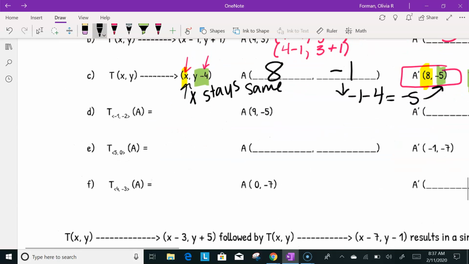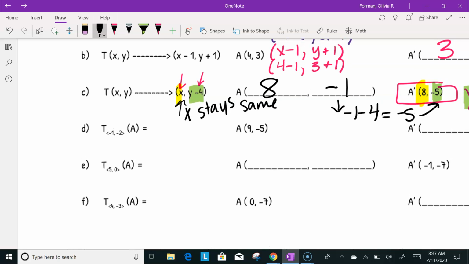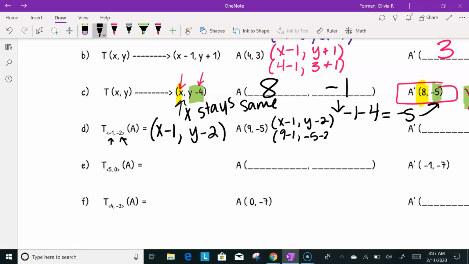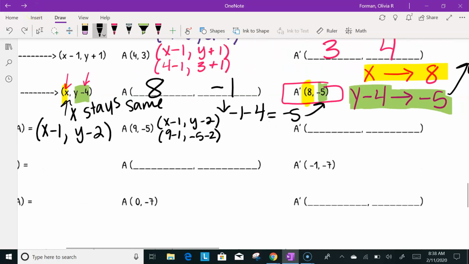Okay, the last three here give you vector notation. So remember, if it's -1, that means we're going x minus 1. If it's a -2, that means we're going y minus 2. So x minus 1, y minus 2. We're taking 9 minus 1, -5 minus 2. 9 minus 1 is 8. -5 minus 2 is -7. So 8, -7.